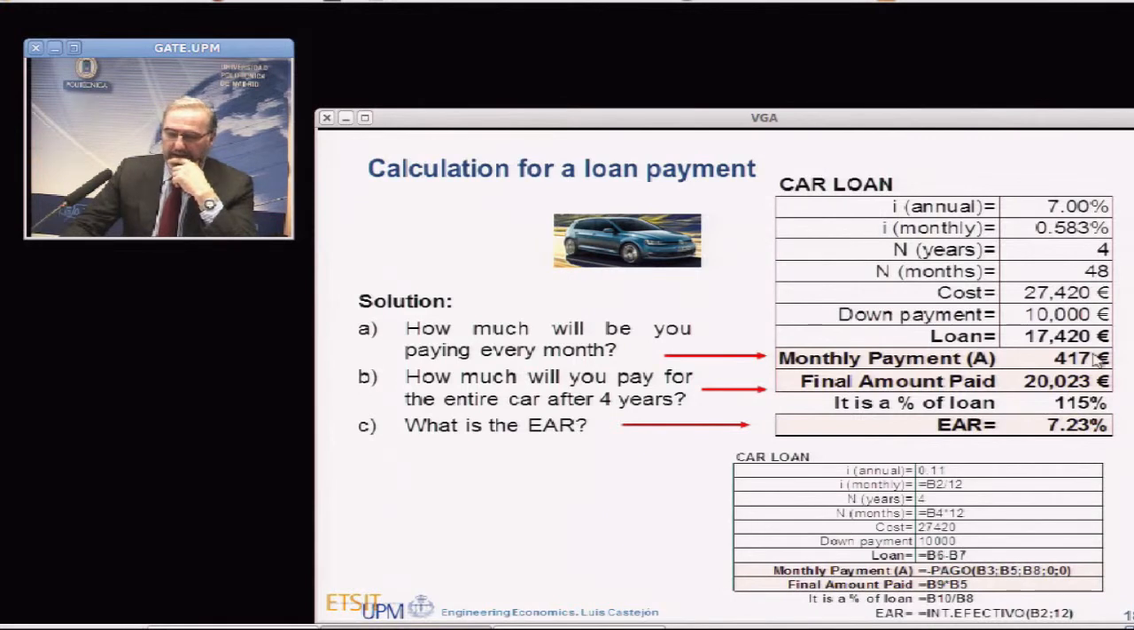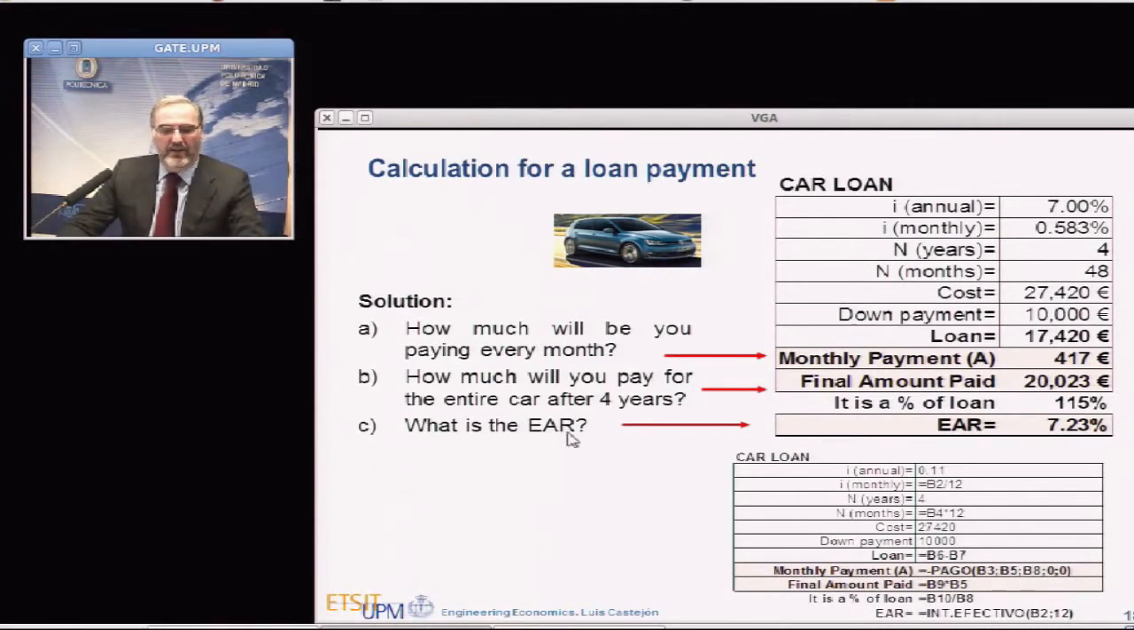So please remember, when you are reading an advertisement, that those calculations are based on that. How much will I be paying? Of course, that's the second question. As the periodic amount is uniform, multiply 48, the number of months, by the payment. The loan is 17,000 euros, and at the end you will be paying 20,000 euros. So that's the business of the banks, and this is what makes that car affordable for you.